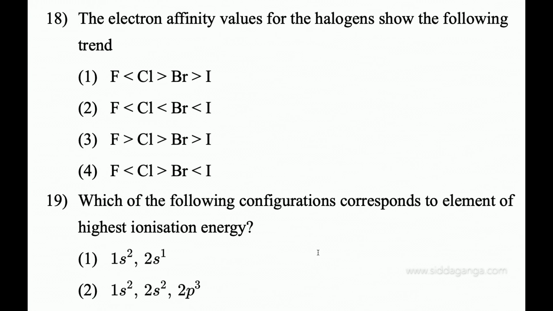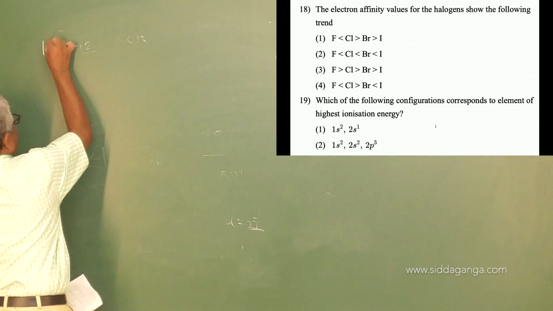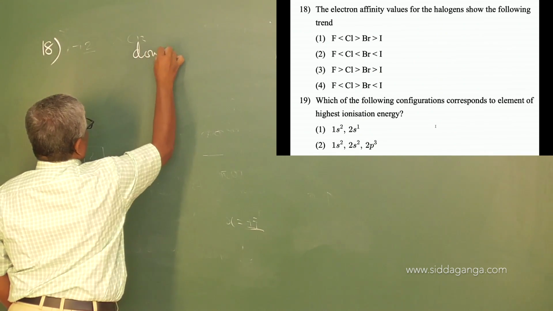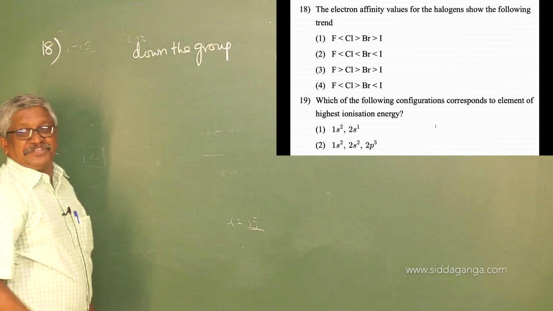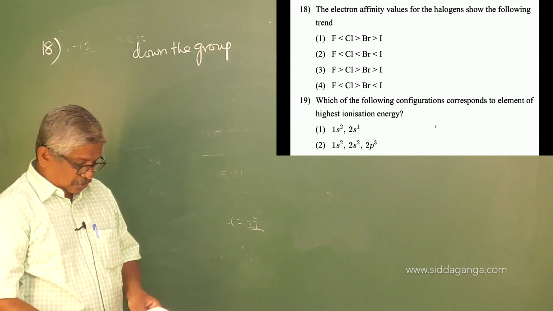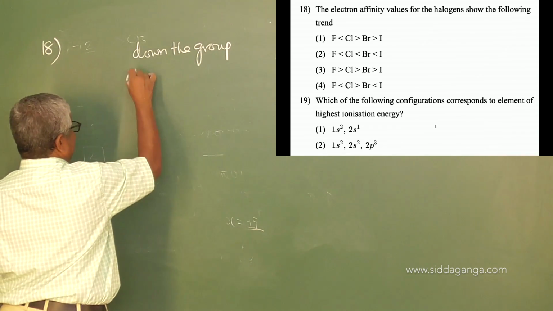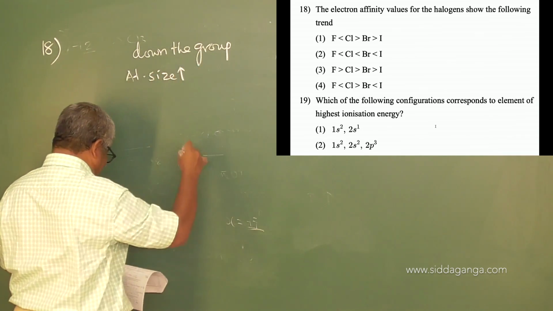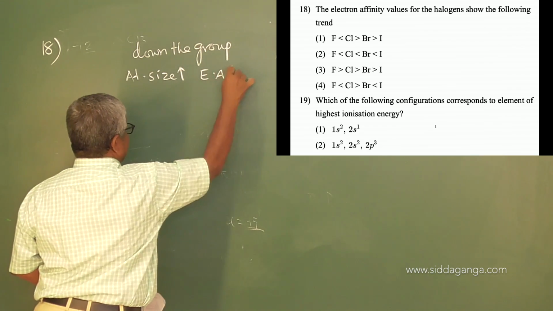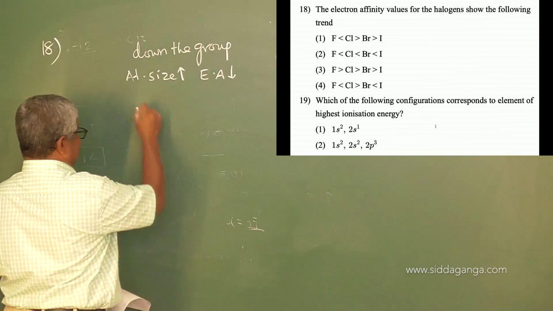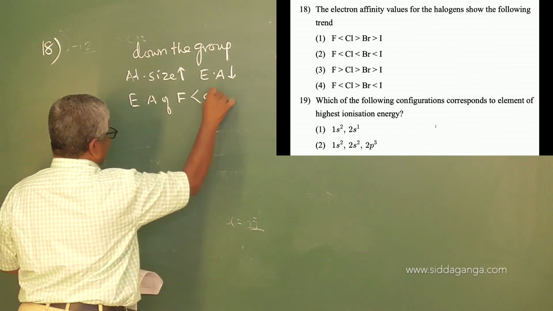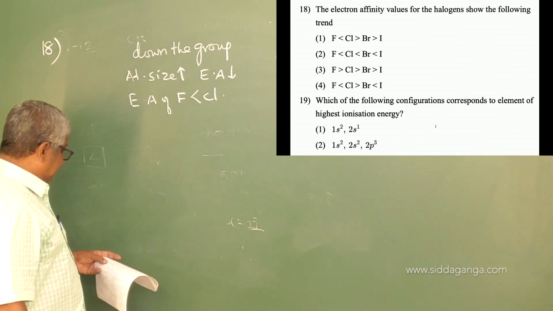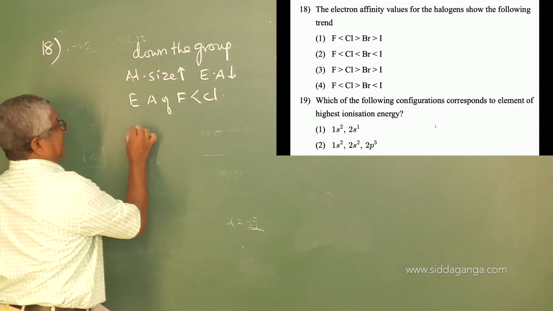Electron affinity values for the halogens show the following trend down the group, question number 8. Down the group means as we move from the top of the periodic table downward, atomic size increases, electron affinity decreases. Electron affinity of fluorine is less than chlorine. The reason is because of small size and more inter-electronic repulsion.